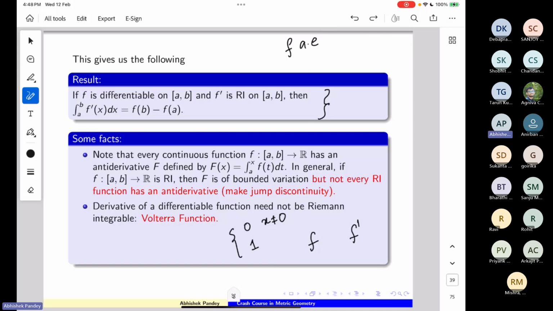Let us do it like this. Let us make two parts. First, f is almost everywhere differentiable and f dash is Riemann integrable. The other way around, f is almost everywhere differentiable and f dash is Lebesgue integrable. So can we derive this formula, the integral of f dash x dx equals f of b minus f of a? Can we say it in both these cases?